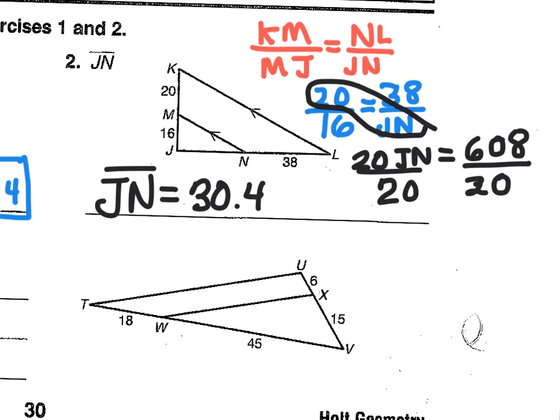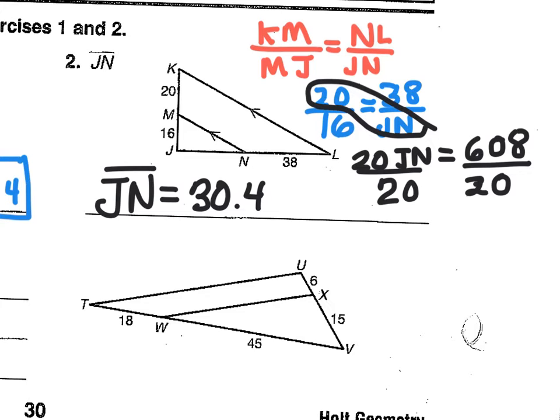Okay guys, what you were supposed to have done is set up the proportion, and the proportion for this problem is KM over MJ equals NL over JN. Then you were supposed to substitute the values, so it's 20 over 16 equals 38 over JN. Then you cross multiply. When you cross multiply, you get 20 JN equals 608. When you divide by 20, that gives you 30.4. If you got that answer, you got your problem right.